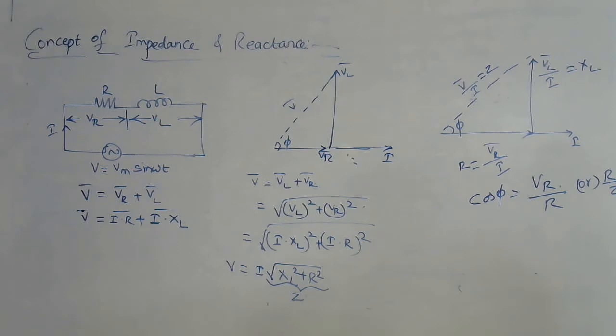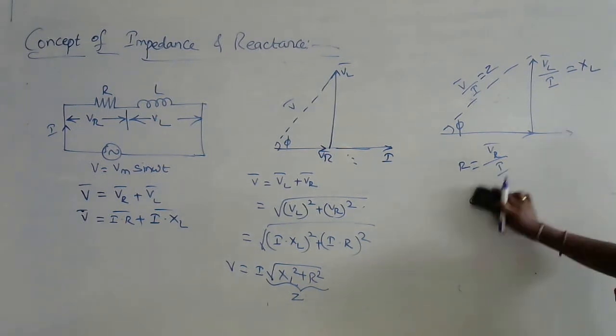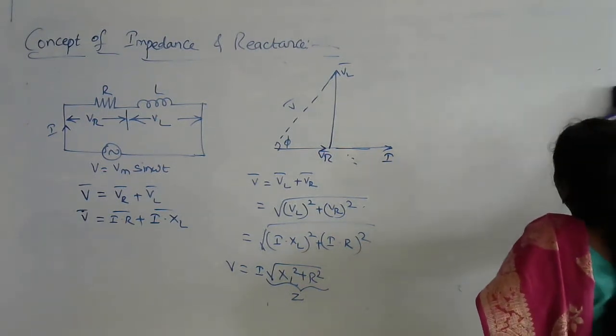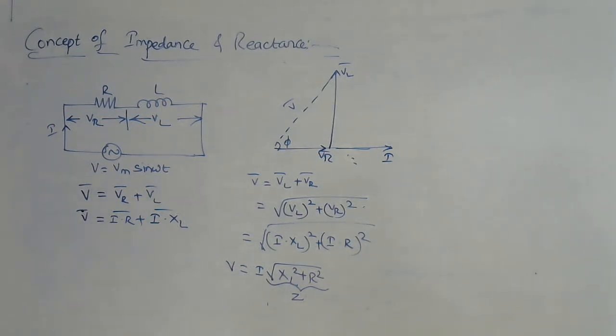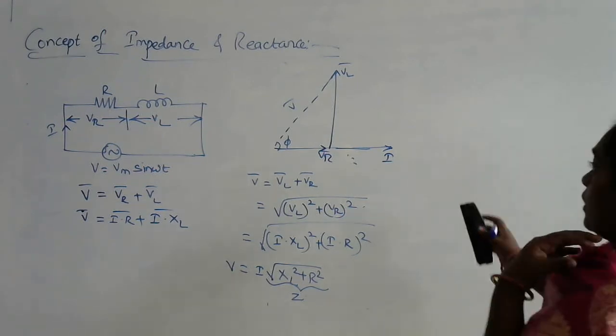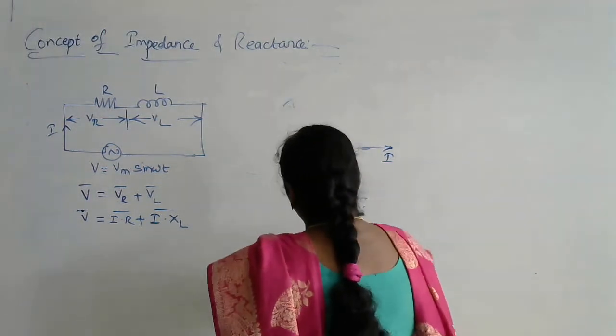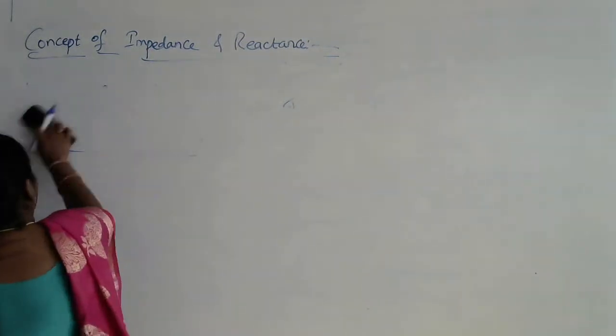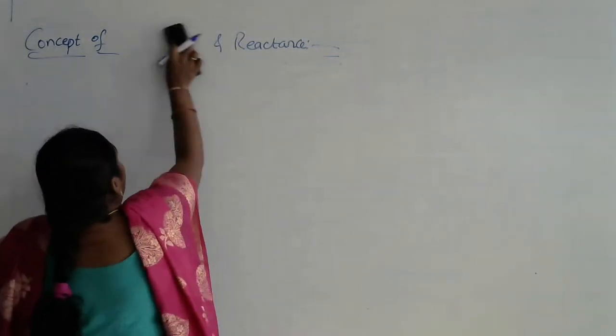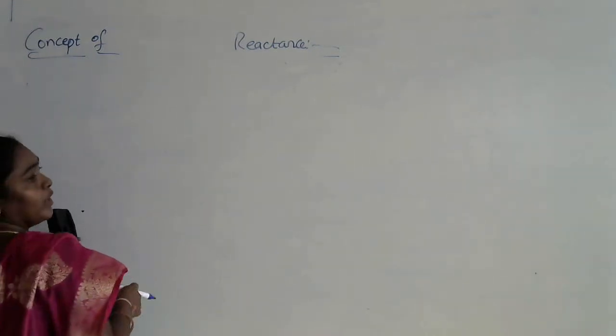So similarly, in this way we can write down the cos, sine and phi related terms from the impedance triangle. Now coming to the concept of reactance. In the concept of reactance, we need to take the complete circuit as only either an inductor or a capacitor.